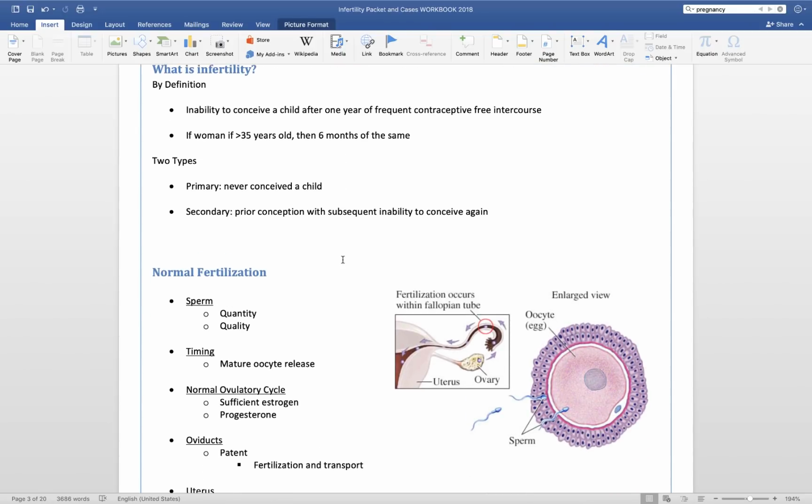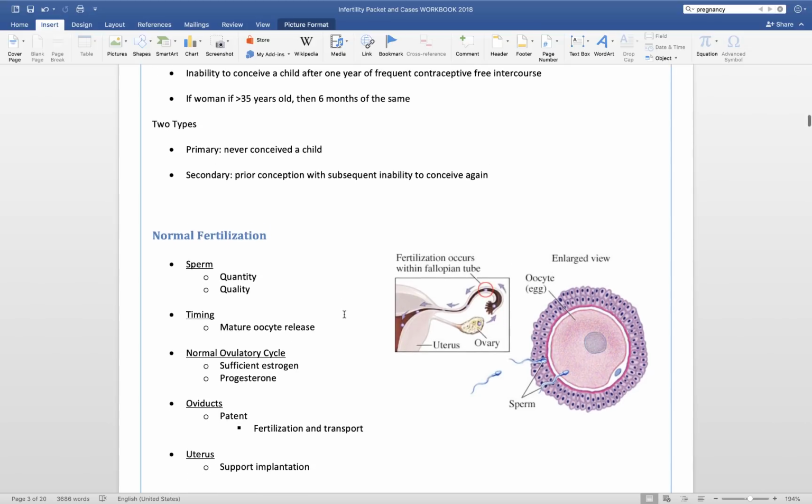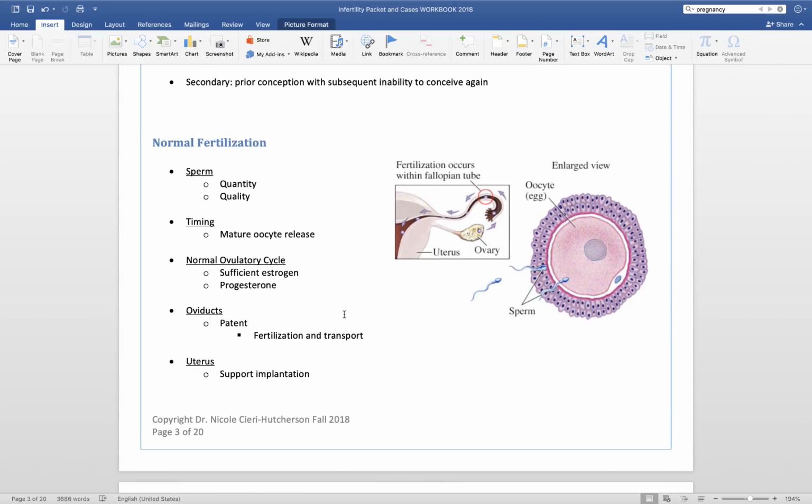So we talked about what infertility is. The other thing to consider is whether or not it's primary or secondary. Primary is the couple has never conceived a child, and secondary infertility is that they already have one child or a prior conception with a subsequent inability to conceive again. So there are a number of different things that have to go correctly in order for normal fertilization to occur.